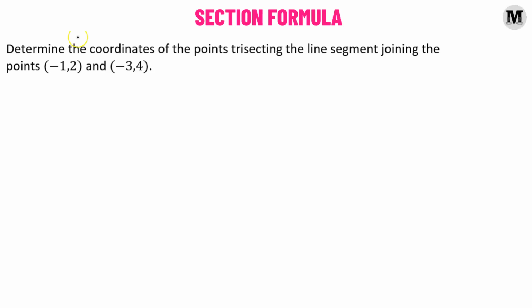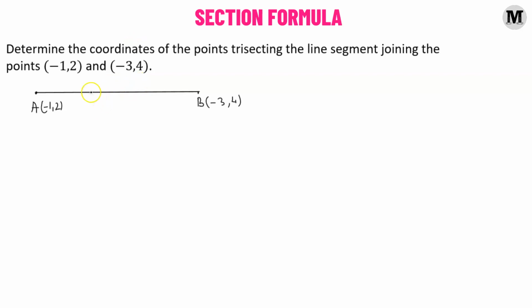So we need to determine the coordinates of the points trisecting the line segment joining the points (-1, 2) and (-3, 4). So let us begin. Let's consider 2 points A and B. A has the coordinates (-1, 2), and B has the coordinates (-3, 4). Here we have to find the coordinates of the points that are trisecting the line segment.